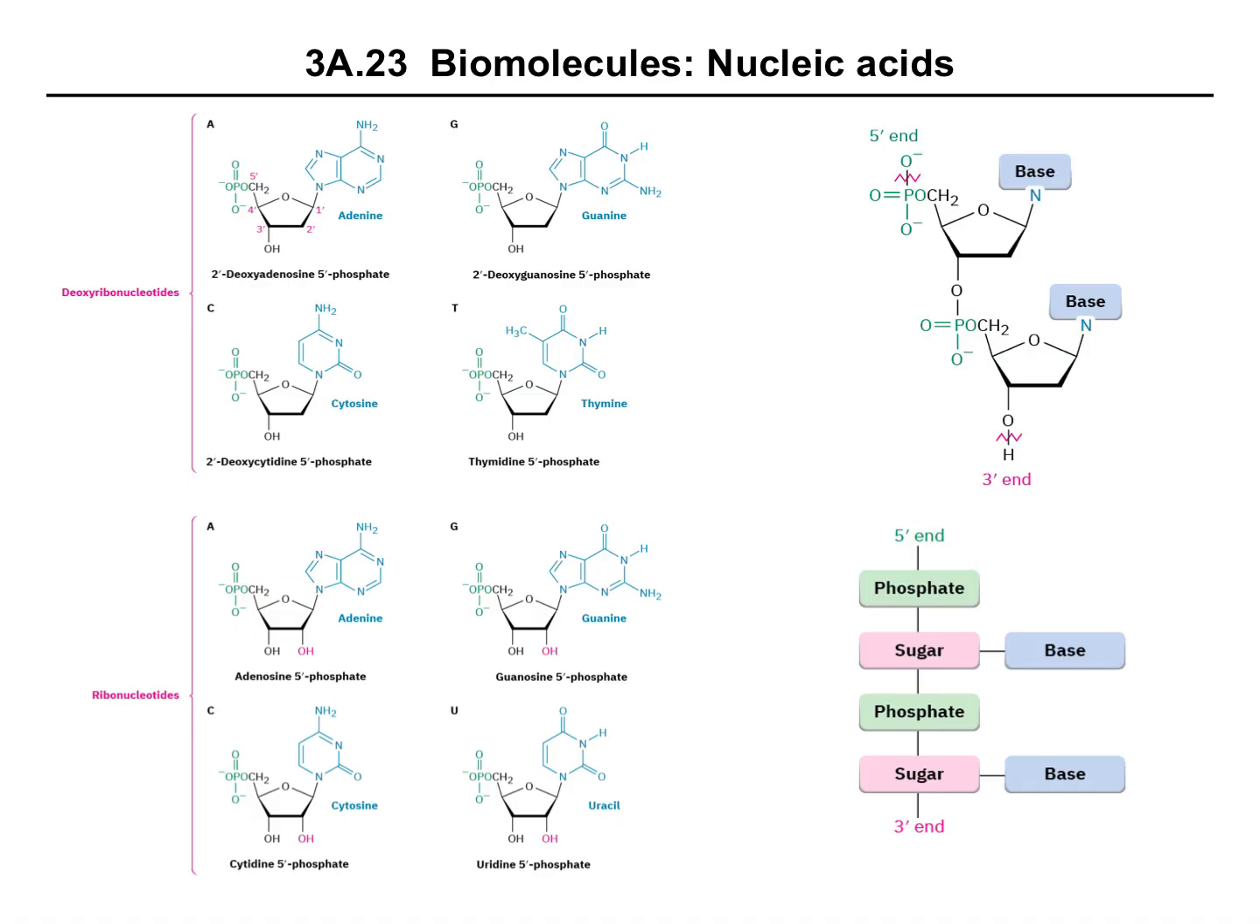The ribonucleotides are similar except that there is another OH group on the sugar because this sugar is ribose and this sugar is deoxyribose. So it's missing an OH group. We have adenine in both cases, we have guanine in both cases, we have cytosine, but here's the difference. We have thymine in DNA, but uracil in RNA.